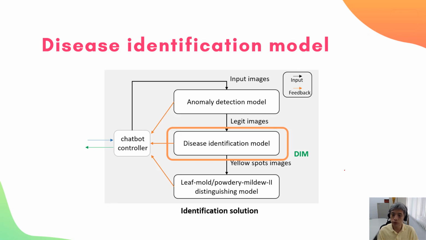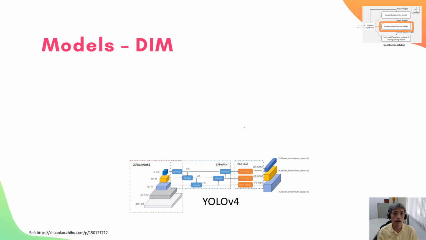Okay, and let's move to the next model. That's the disease identification model. And this is the major contribution of our research. The disease identification model is basically a YOLO V4 model, and it's an object detection and classification model.